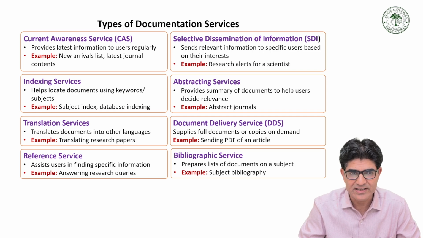For example, current awareness service, that is the delivery of current and latest information to the users regularly. And the examples of this service include new arrival list, latest journal contents, that is the publication which has arrived recently in the library can be intimated to the users. So this is called new arrival list. And the articles published in the journals, and these journals if received in the library, so the content page of the journals can be provided to the users. So latest journal contents is another important example of the current awareness service.